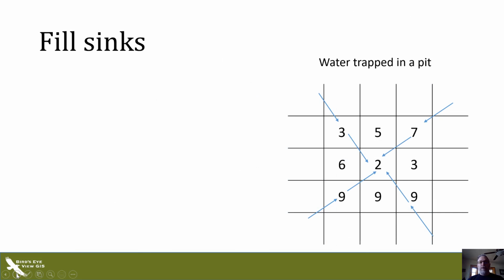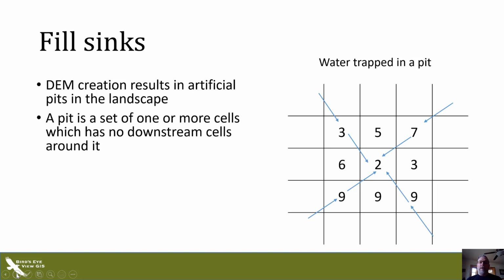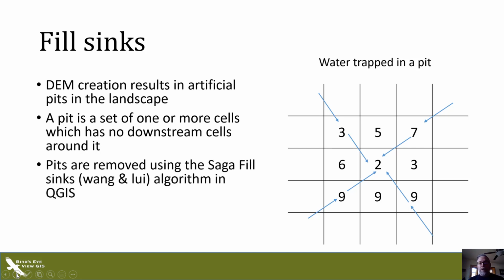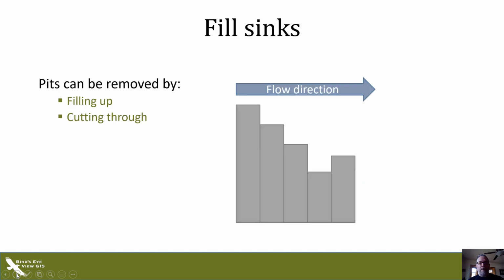For the fill sinks component, that's when water gets trapped in a pit. So on the right, you're seeing elevation values, and there's a lower number in the middle that would trap the water and prevent stream creation. So this is a common problem with DEMs, and we use the Saga tool, fill sinks. There's a couple different ones. We use the Wang and Liu fill sink algorithm in the book to create a DEM that can be used for the rest of the analysis.